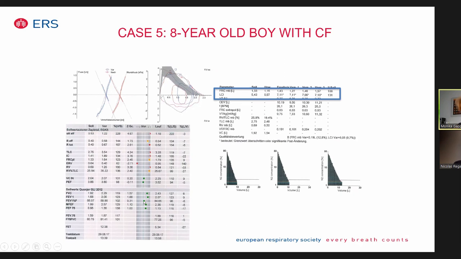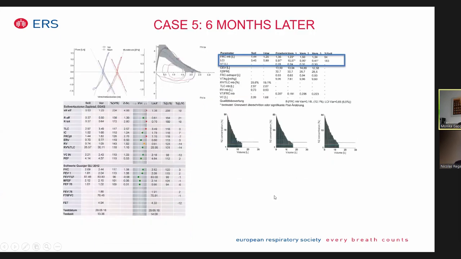I think the message really was completely normal values in spirometry, and then evidence of something happening in the airways only for multiple breath washout.